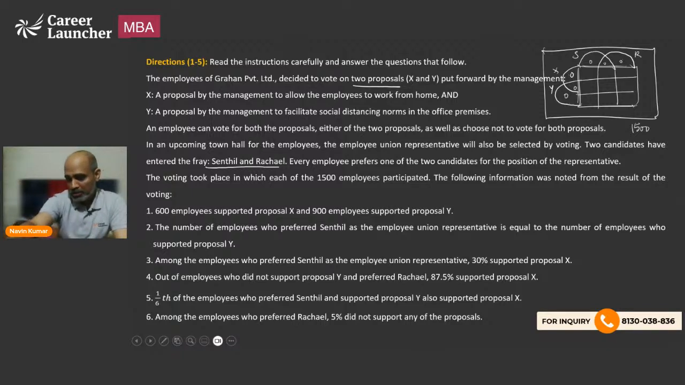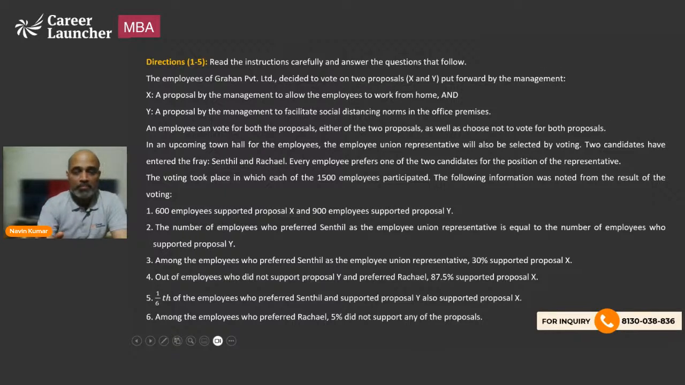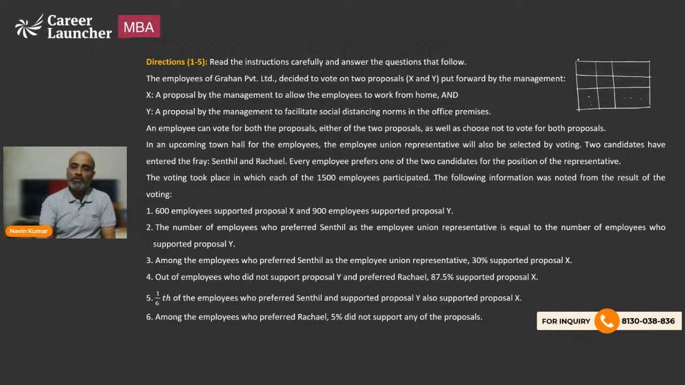So I'm not going to draw the Venn diagram. I'm going to draw a table where some of the rows and some of the columns. I'm just giving you an example. So one of these is going to talk about the candidates. Let's say the columns talk about the candidates, and the rows talk about the proposals.